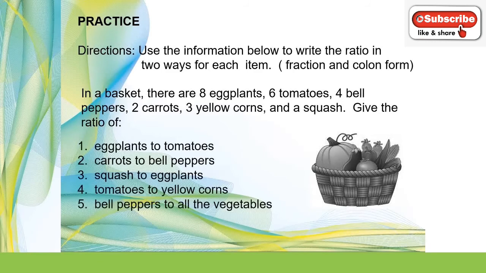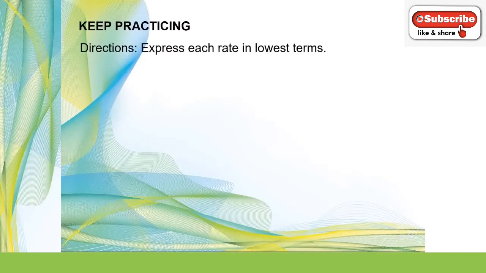Give the ratio of number 1, eggplants to tomatoes, 2, carrots to bell peppers, 3, squash to eggplants, 4, tomatoes to yellow corns, and 5, bell peppers to all the vegetables. Let's move on to the next activity. Keep practicing. Directions. Express each rate in lowest terms.